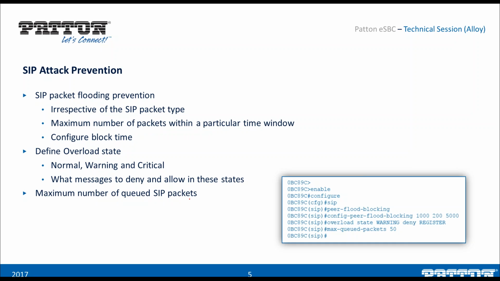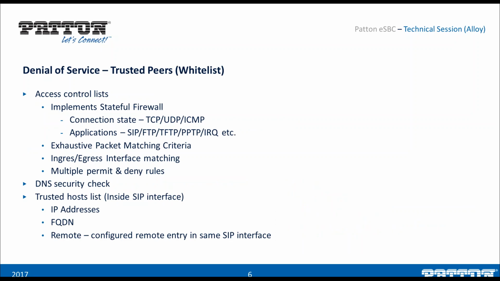It should start discarding the packets after that. So basically, in that way, you are preventing your device, your network, from getting flooded with SIP. Now, the next thing is the access control list. Now, we know about firewall. A firewall can be implemented through a modem or a router. These Patton devices do offer an access control list, which basically implements a stateful firewall.